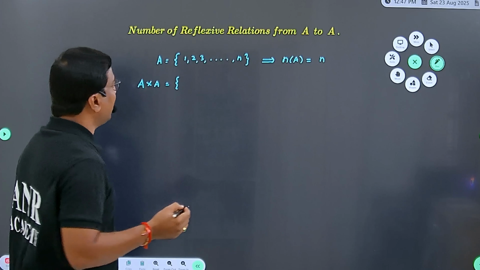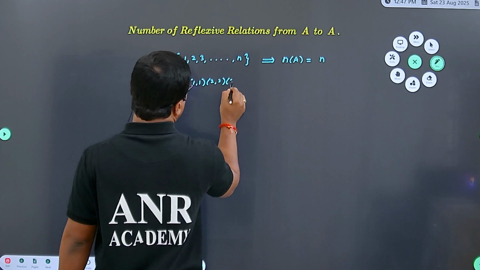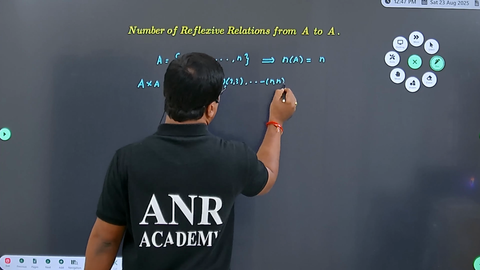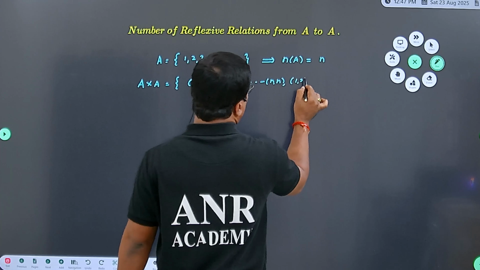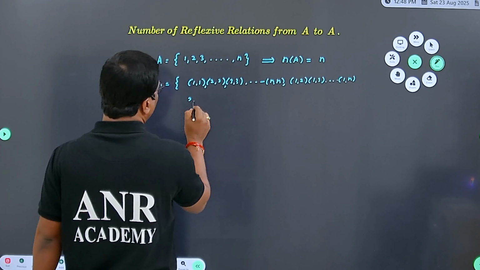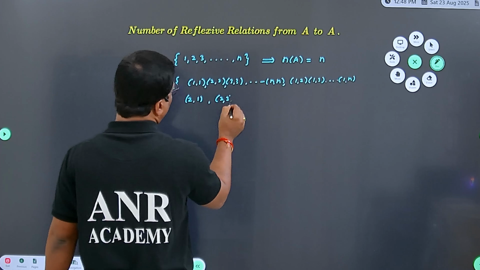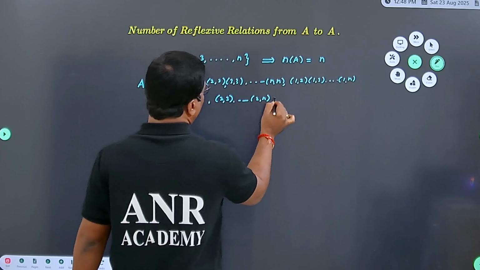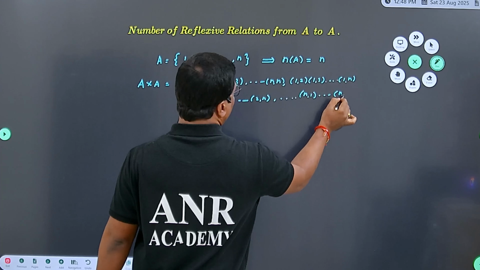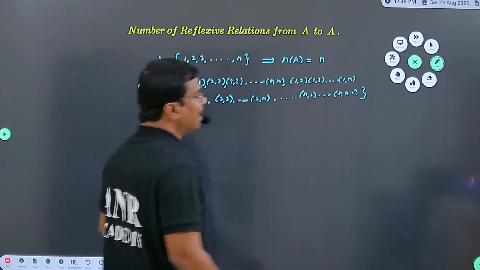A cross A contains entries (1,1), (2,2), (3,3) and so on (n,n), also (1,2), (1,3) and so on (1,n). Similarly (2,1), (2,3) and so on (2,n), like that up to (n,1) and so on (n,n-1). Let us see A cross A.